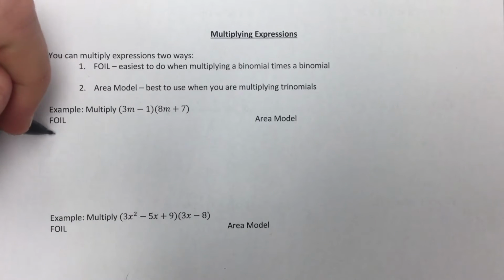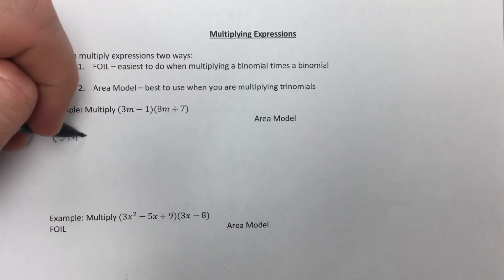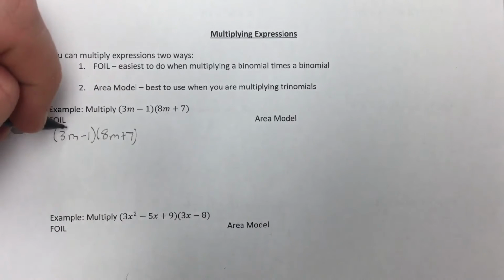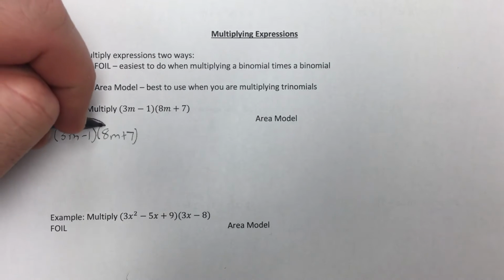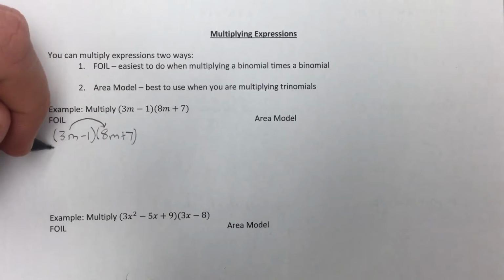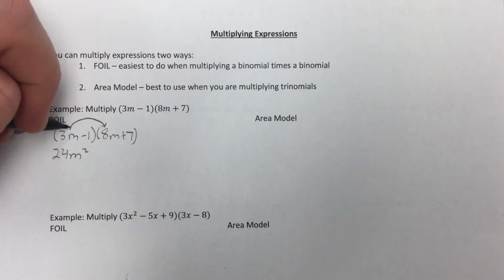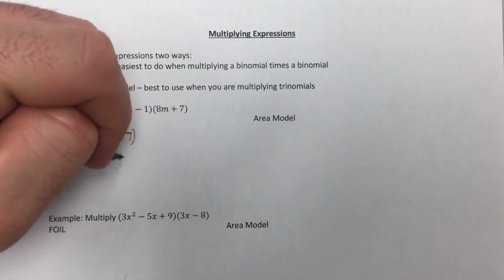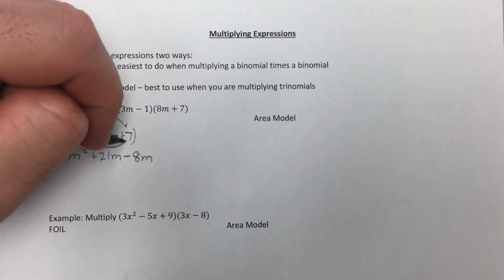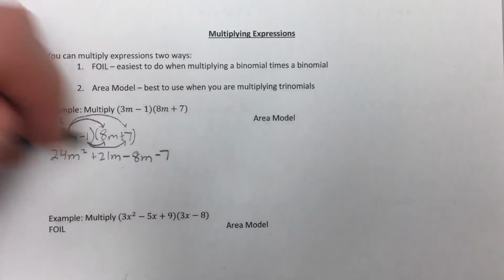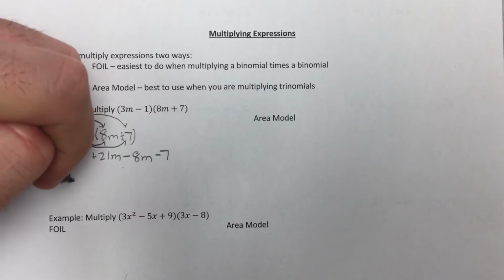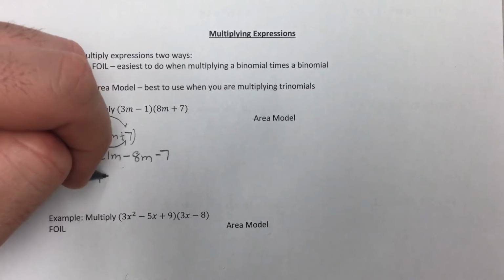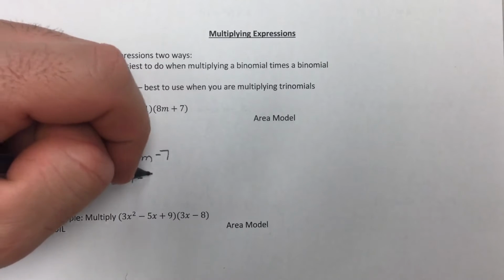So as I FOIL, I have 3m minus 1 times 8m plus 7. And again, FOIL stands for first, outside, inside, last, or double distribute. So I take the first terms, 3m times 8m is 24m squared. 3m times 7 is plus 21m. Negative 1 times 8m is negative 8m. And then negative 1 times 7 is negative 7. And again, you're always going to have like terms that you then want to add. So 24m squared plus 13m minus 7.